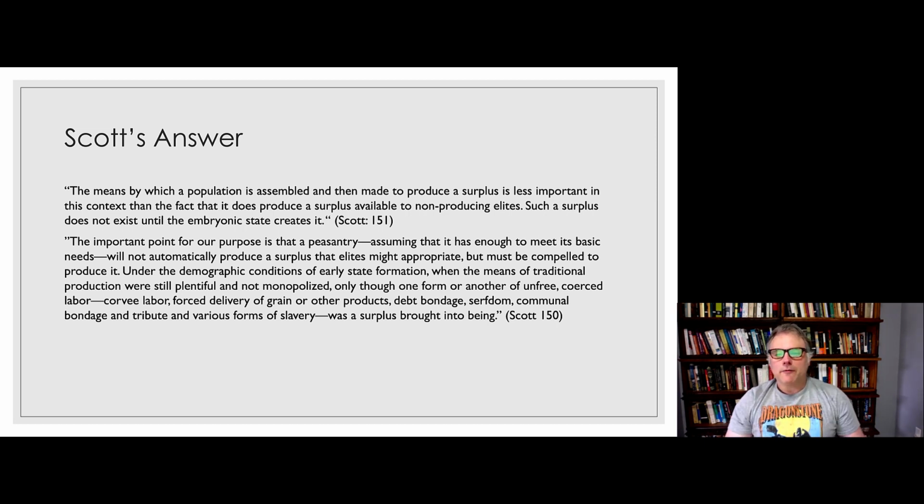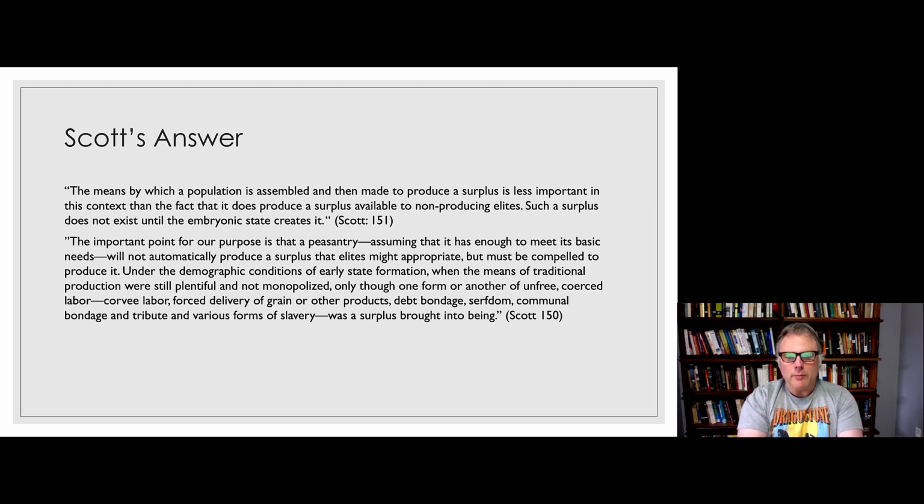Okay, so from this, I think we can extract his answer to his question. The idea seems to be that states came into existence only through the agency of non-producing elites. These non-producing elites were the folks who benefited from the states and this state form of production. They had an interest in holding folks in place to work agricultural lands to produce a surplus.